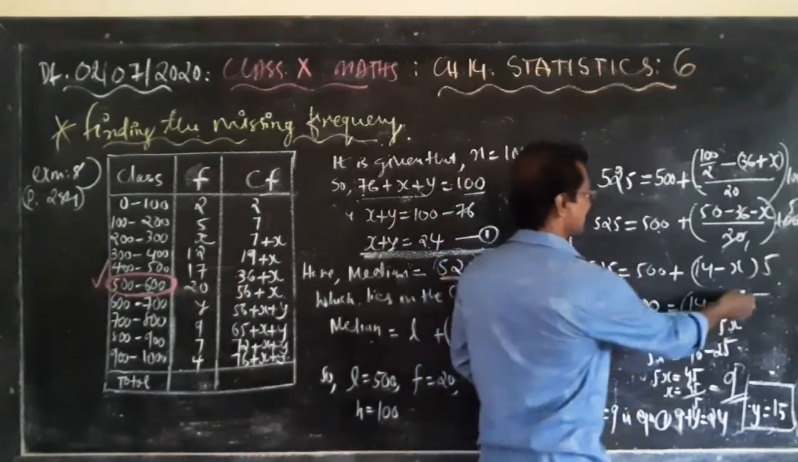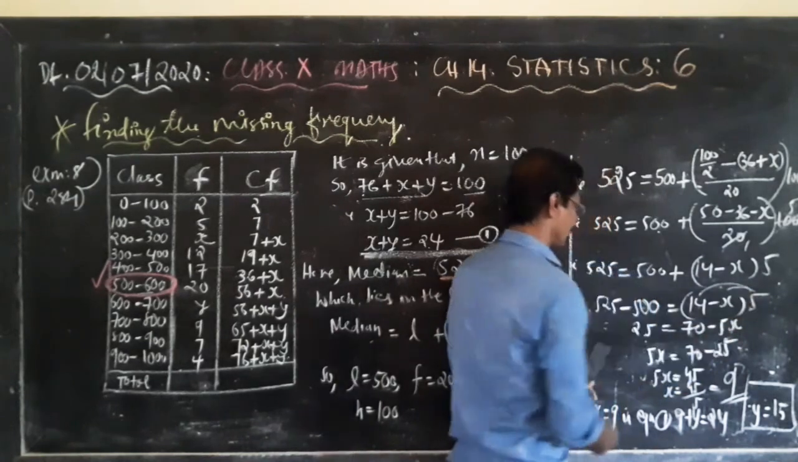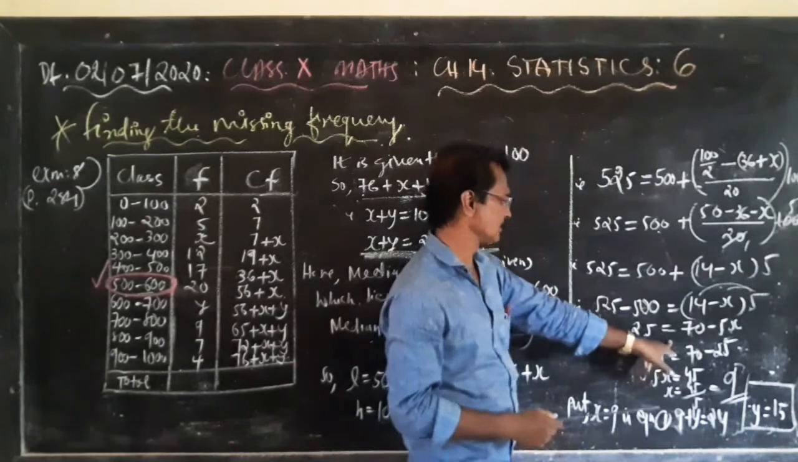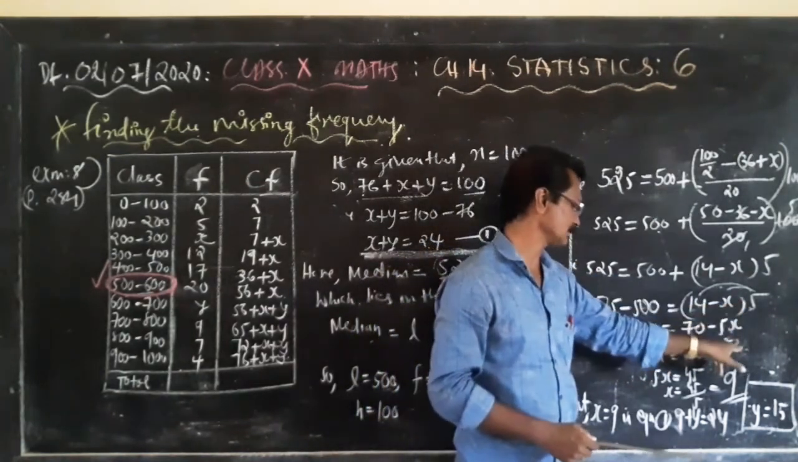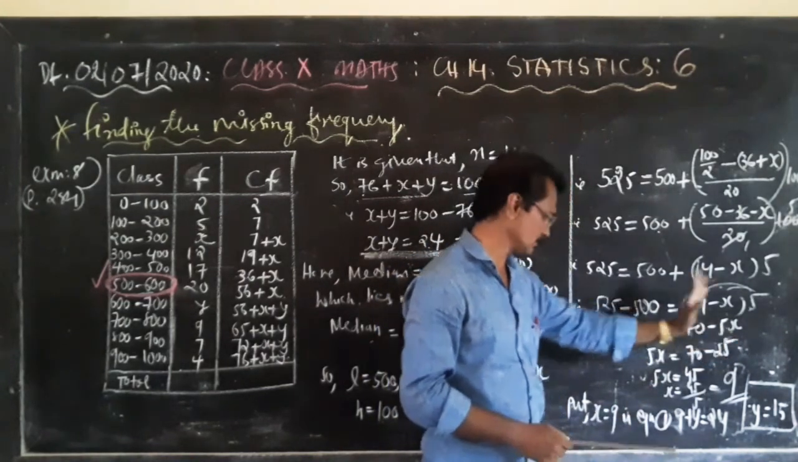Now multiply. 14 5s are 70, and 5 into x is 5x. So 525 minus 500, that is 25. So 25 equals 14 5s are 70, or 5x. That is, please bring this minus 5x to the left side.